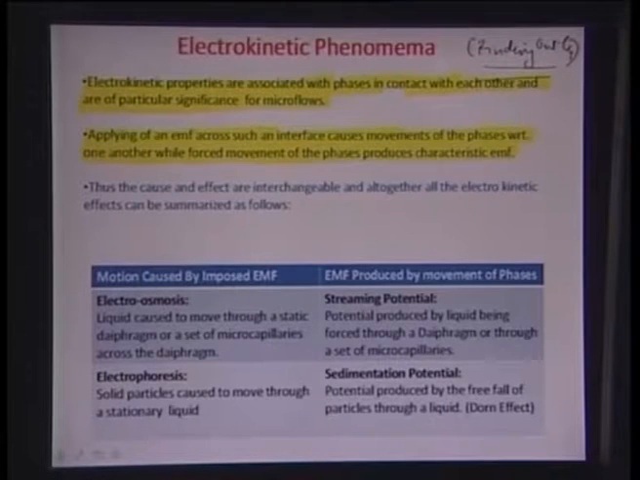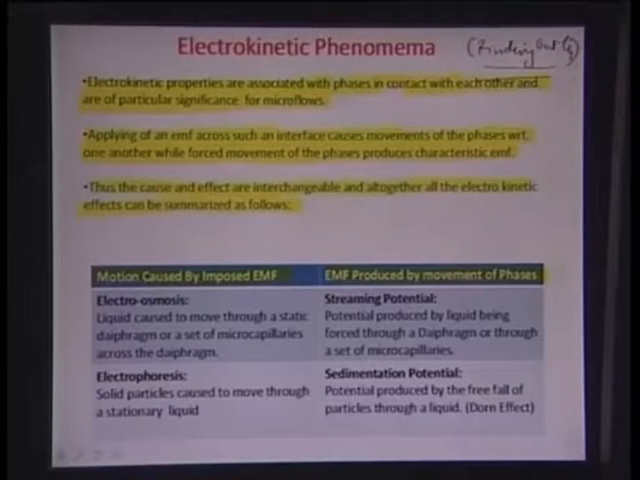Thus the cause and effect are interchangeable, and all electrokinetic effects can be summarized as either motions caused by imposed EMF or EMF produced by the movement of phases. In one kind of phenomenon, you impose an EMF or subject a potential and try to study the flow or motion of the charges, or the charge separation of the double layer which happens. In another instance, you are producing an EMF by forcing a certain interface over another, which develops this double layer charging. So, there are four different mechanisms which can be categorized into these two subtypes.